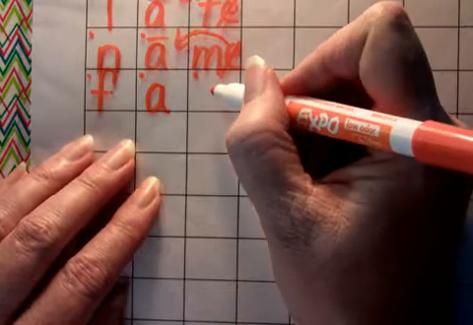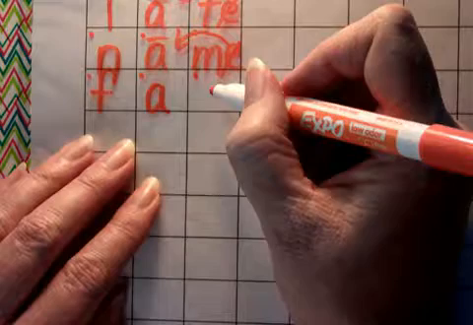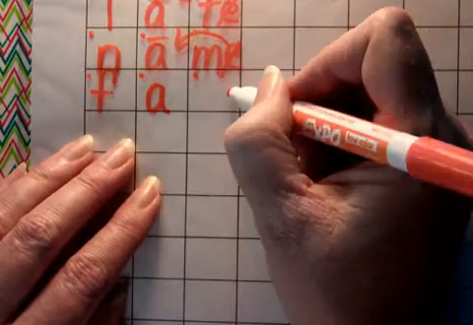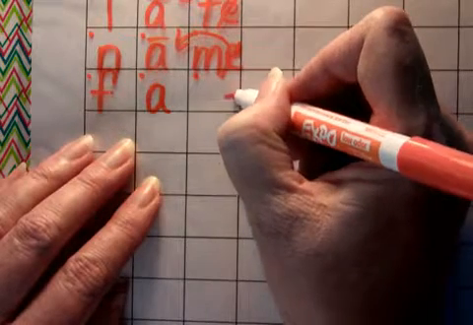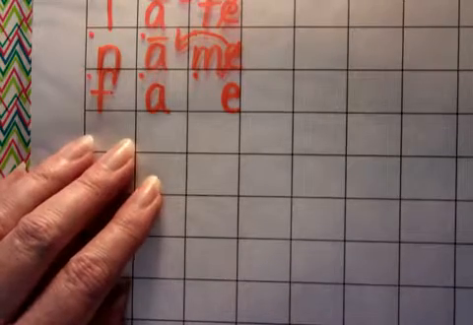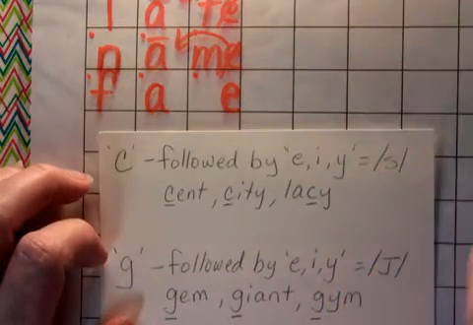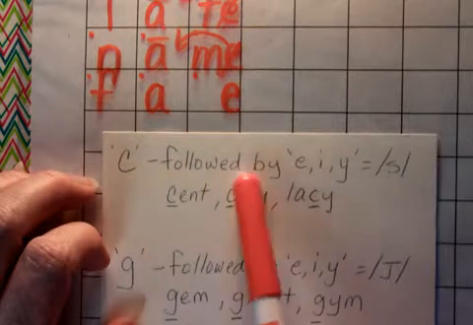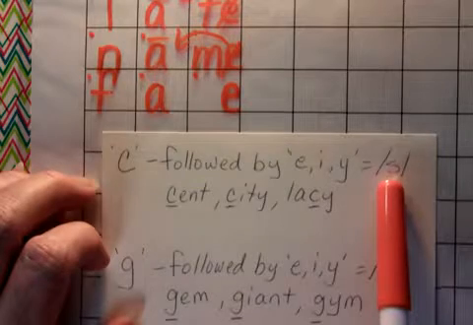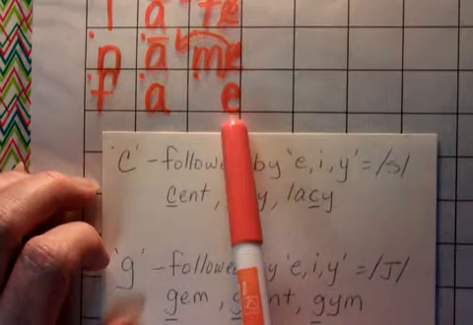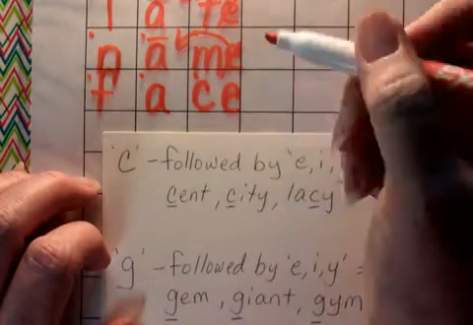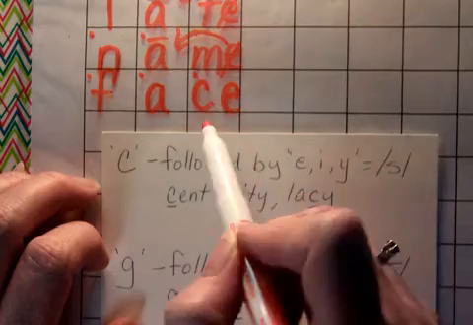Now, we could spell it with an S or we could spell it with a C. I know that this has to be a long A, so I know I'm going to have a silent E. So let's go ahead and put the silent E in this box. And we know if a C is followed by an E, I, or Y, it will say the S sound. So face is spelled with a C, E.